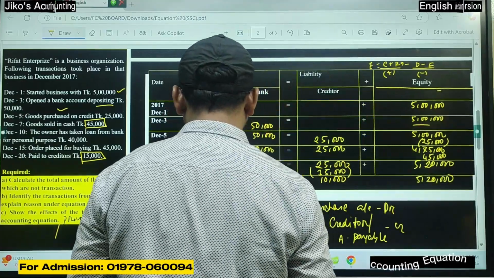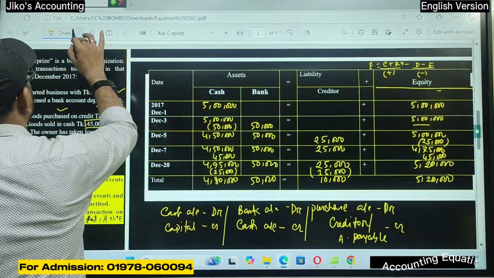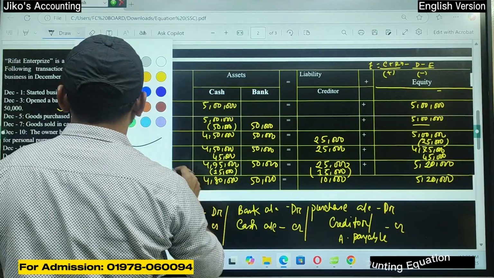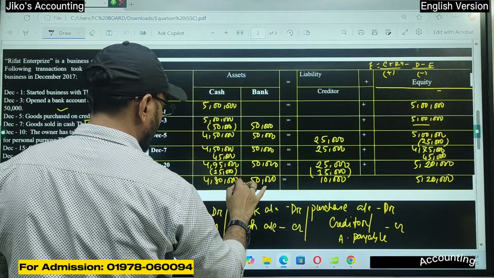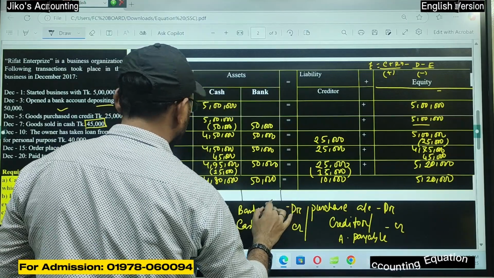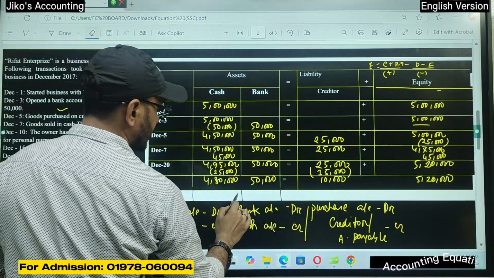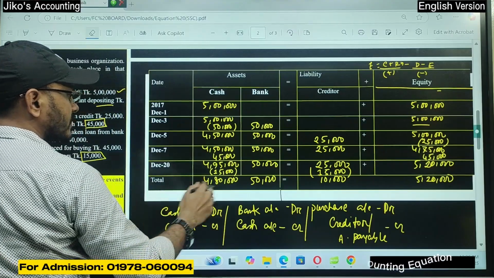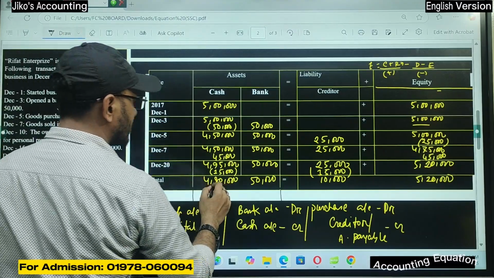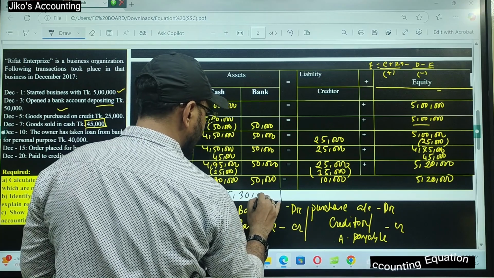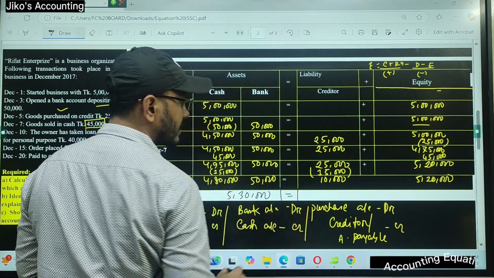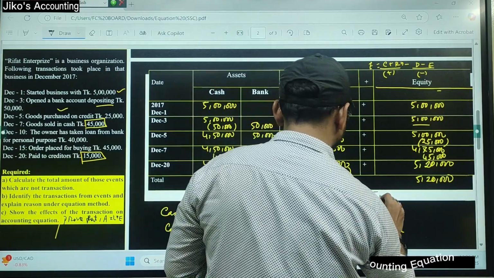What is our total amount? Now you have to figure it out. Before asset, you shouldn't write down anything. 5 lakh, you can see here. What is our total amount? 4 lakh 80,000 and 5 lakh 30,000 on the asset side. However, here you can see 5 lakh 30,000.